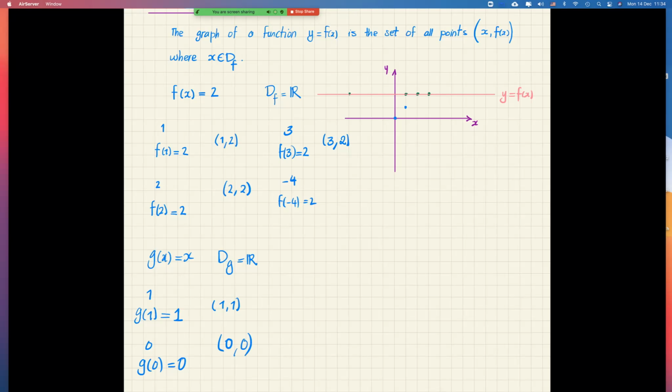I have a question. Yes? How do you know that g of, for example, x is equal to the y-axis? So g of 1 is equal to 1, and this is always the case, yes?